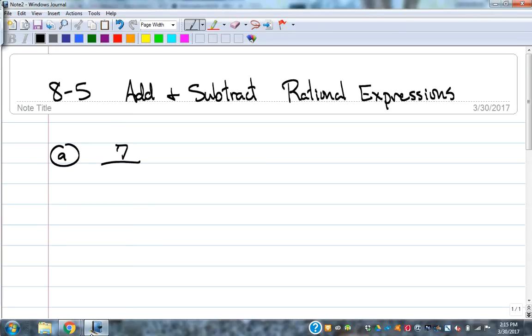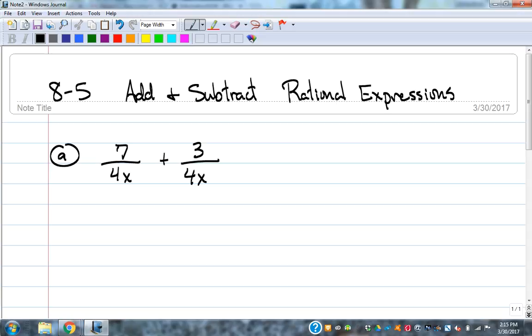Okay, so adding and subtracting fractions, we have to have the same what? Denominator. The bottom of the fraction has to be the same. So we'll do some baby problems, as my boys call it. Anything easy, it's baby stuff. So baby problem: 7 over 4x plus 3 over 4x.